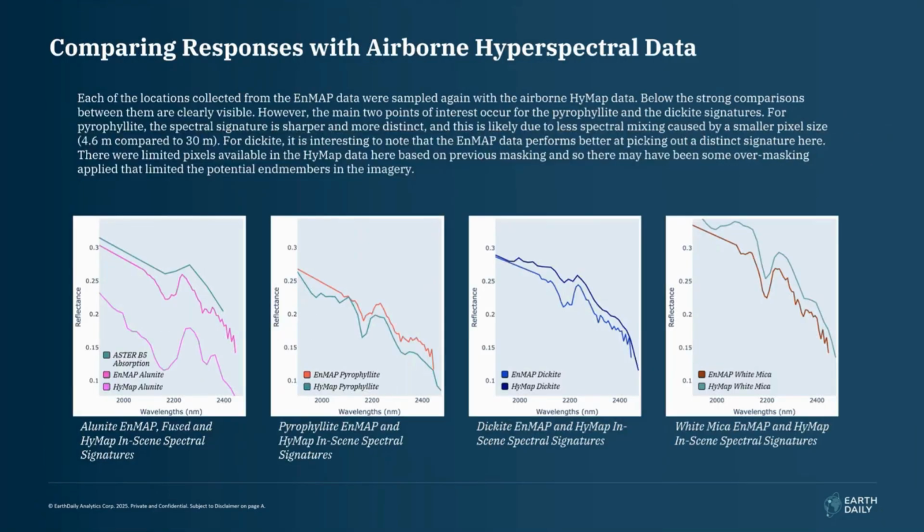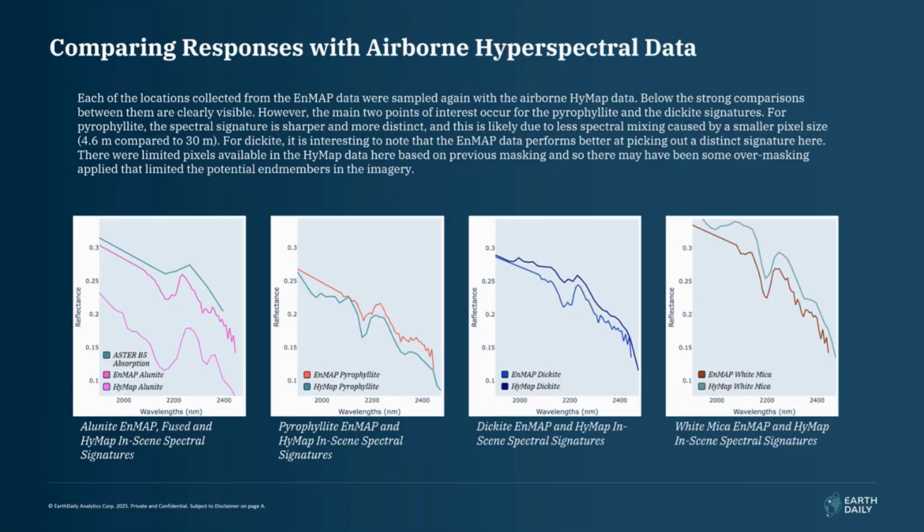Now, the important part here was to compare this with the airborne hyperspectral data sets as well. You can see for each of the minerals that we picked out here, we've got alunite on the left. We've got our original fused data set at the top, our HyMap data, so our satellite hyperspectral there, and then our airborne hyperspectral at the bottom.